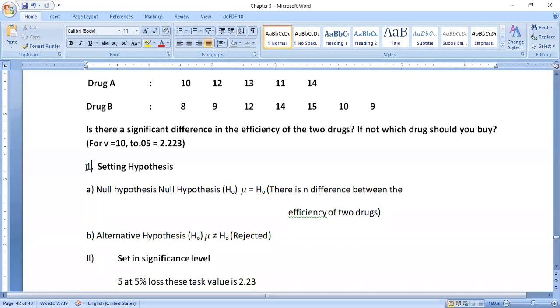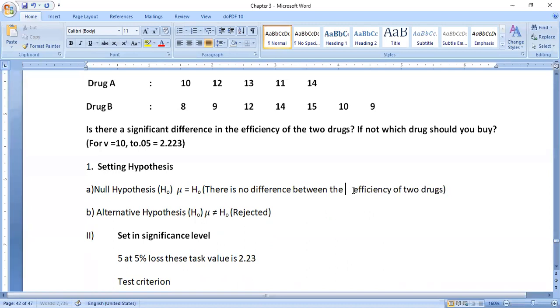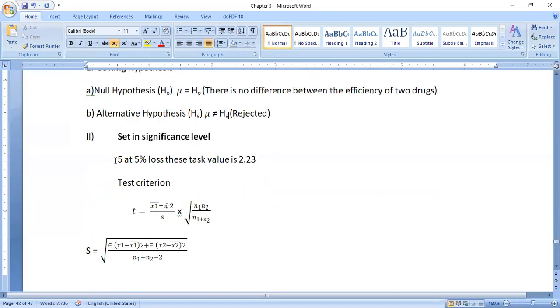Setting hypothesis. The first one is the null hypothesis, H naught: mu1 is equal to mu2. There is no difference between the efficiency of the two drugs. Then the alternate hypothesis, HA: mu1 is not equal to mu2.